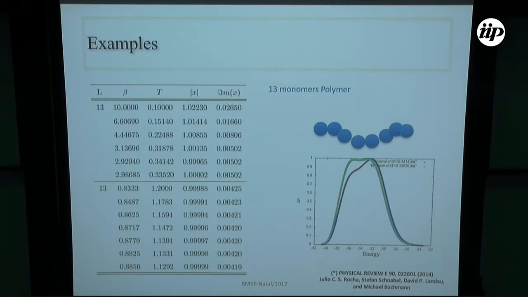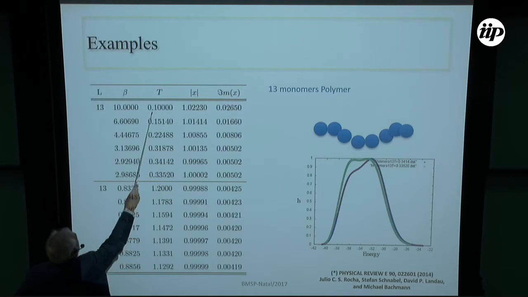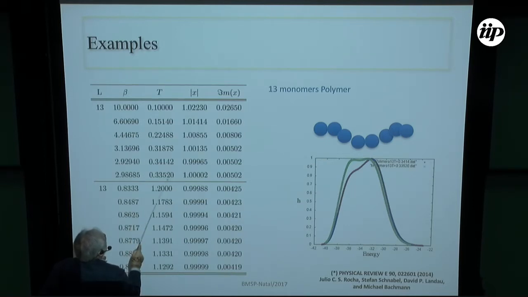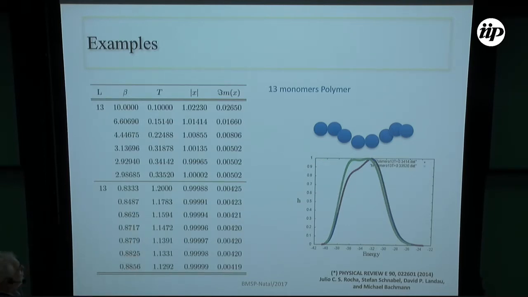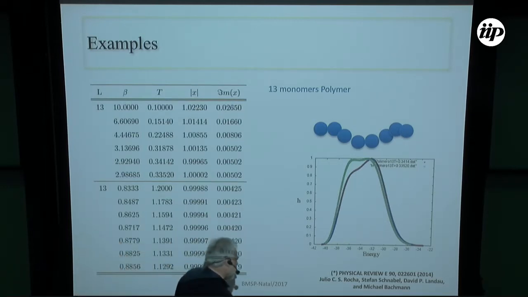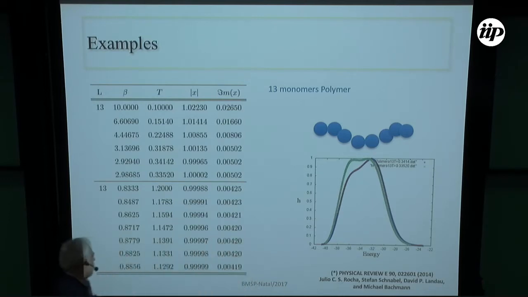A small polymer, 13 beads, and it has two transitions. One is first order, and the other is second order. If we start at low temperature, 0.1, very quickly we get the true transition. And this number compares very fairly with another calculation that is in this paper. And if we start at a higher temperature, we get the second transition.